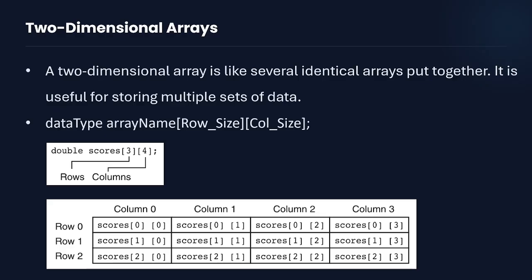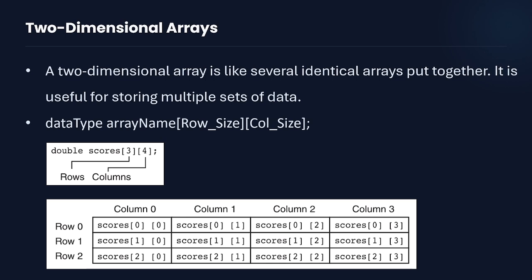A two-dimensional array is like several identical arrays put together, like the single ones. So you can see all the arrays we created. You can say this is for age, this is for numbers, and this is for rows, and then we are combining everything together. But you have to know that two-dimensional arrays, even though we are saying several identical arrays, have to be of the same data type, right? So they are of the same data type and everything works together. It is useful for storing multiple sets of data.